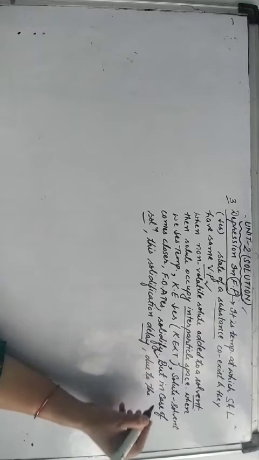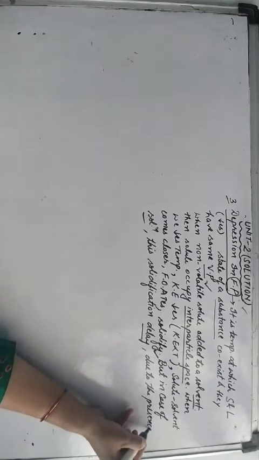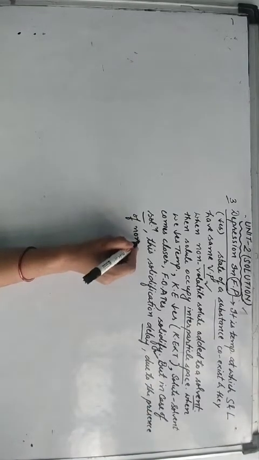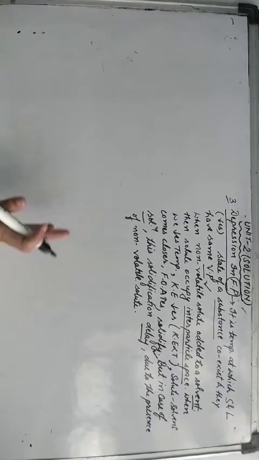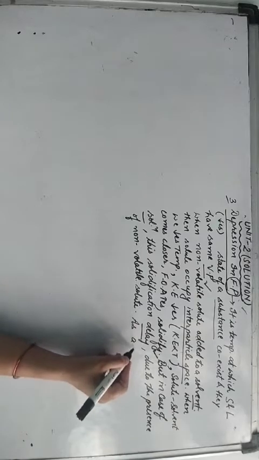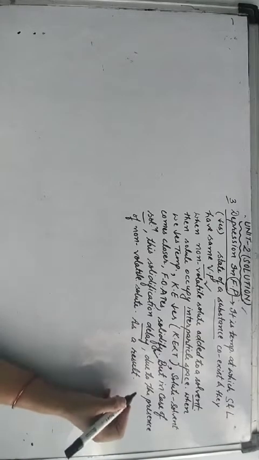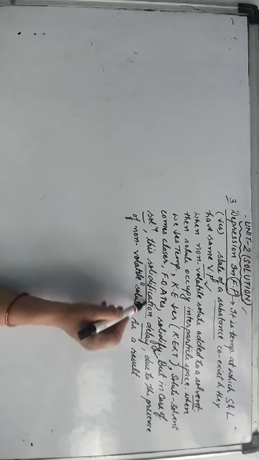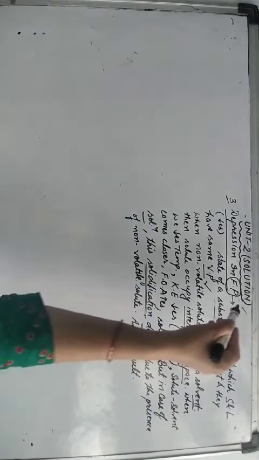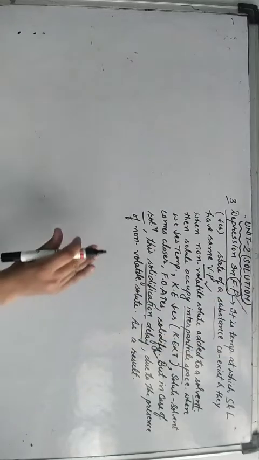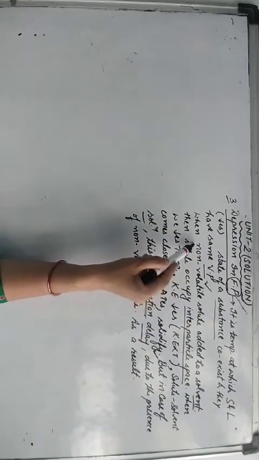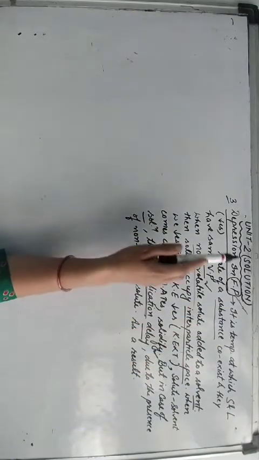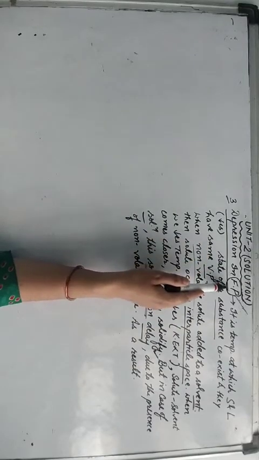ड्यू टू द प्रेजेंस ऑफ non-volatile solute. As a result, सॉलिडिफिकेशन का प्रोसेस डिले हुआ. तो इसका मतलब क्या है कि उसका फ्रीजिंग टेम्परेचर क्या हो गया, फर्दर डिक्रीज. एंड दैट डिक्रीज इन फ्रीजिंग टेम्परेचर बाय द एडिशन ऑफ नॉन वोलेटाइल सॉल्यूट is known as depression in freezing point.